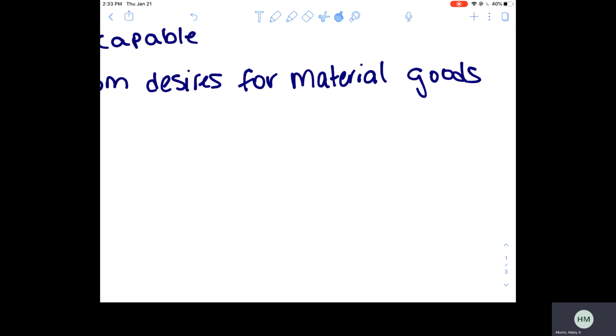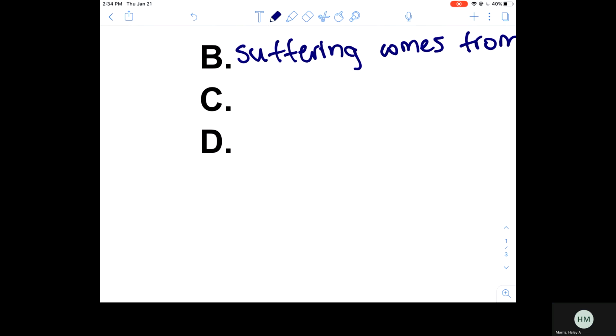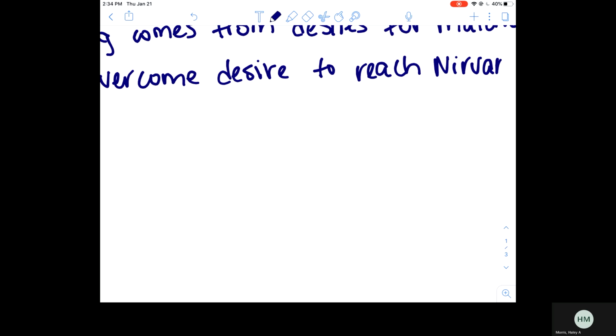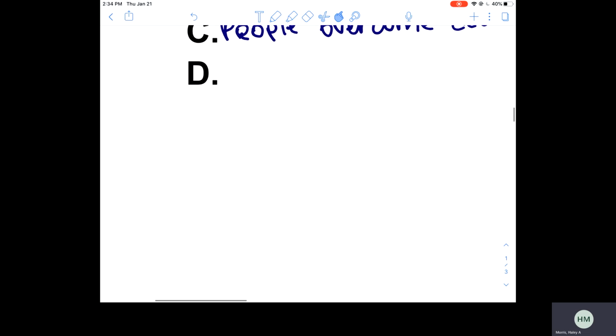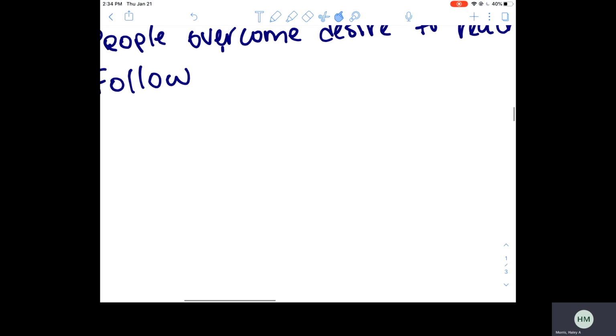The third noble truth is that people can overcome their desires and their ignorance to reach nirvana. Nirvana's like the eternal peace in Buddhism. And that people can overcome ignorance by following an eightfold path. So follow the eightfold path, which is like the 8 rules for Buddhism. The 8 pieces of wisdom.